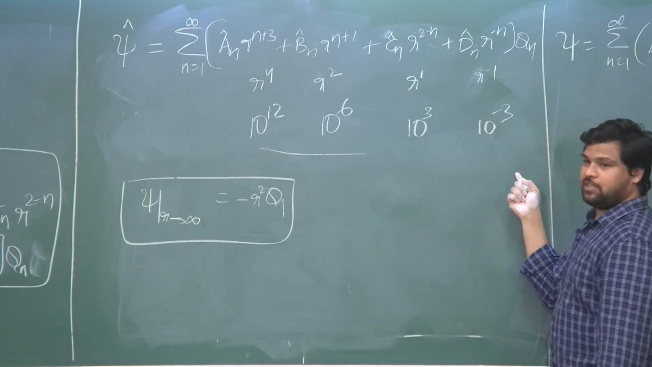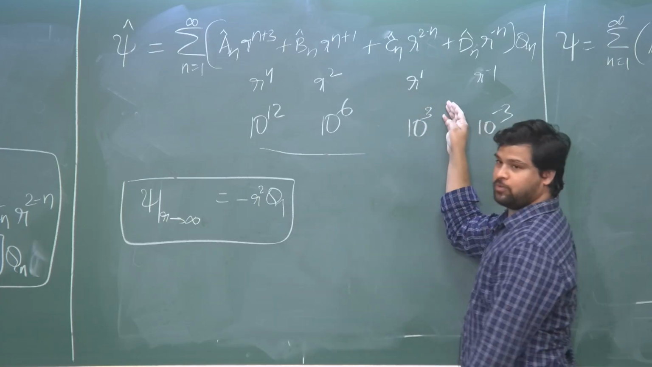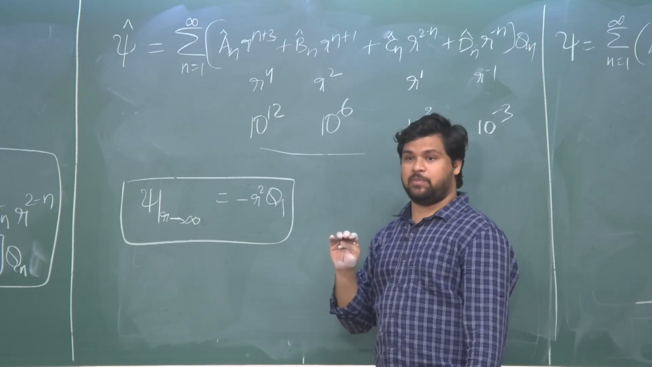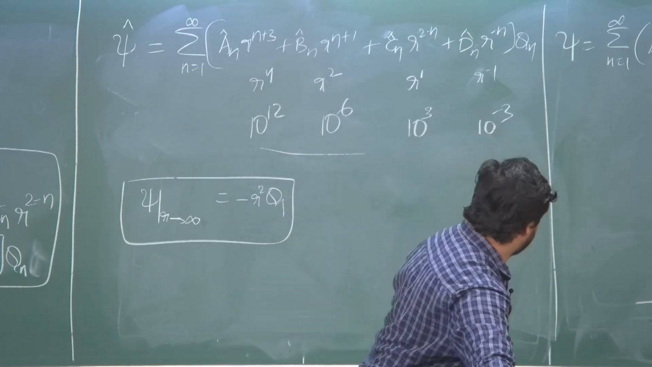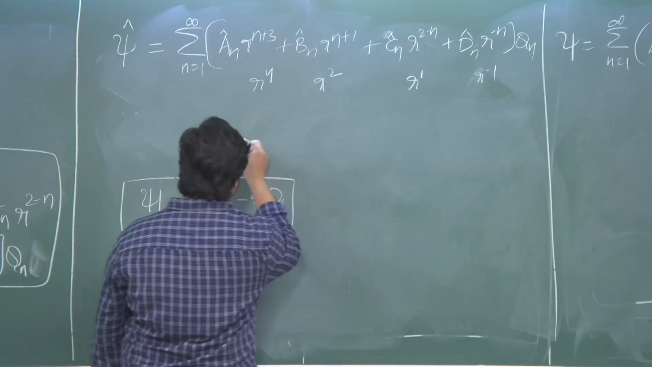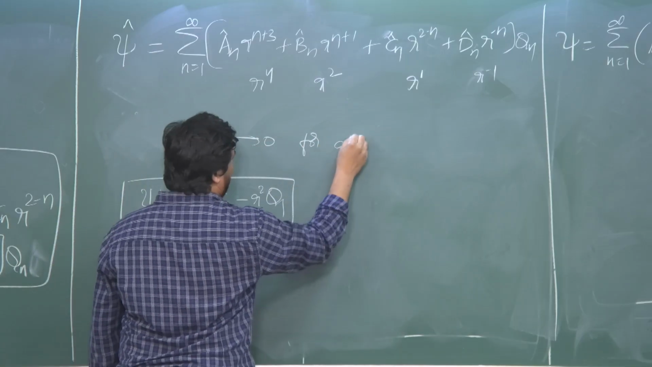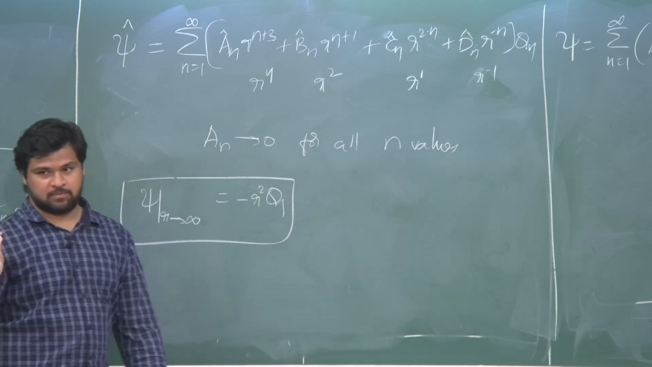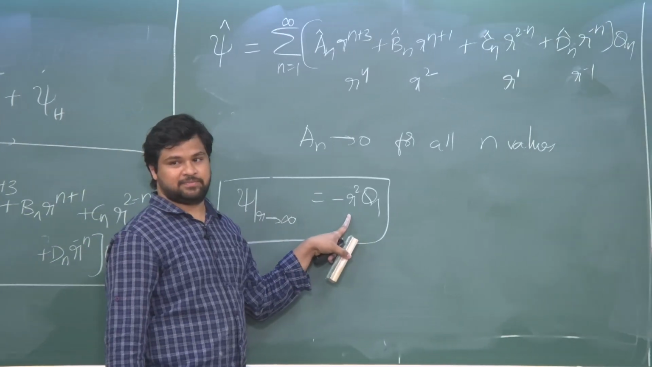If you compare with all these numbers, these two terms will go to infinity much faster compared to the other two terms. That is why, since our solutions need to be bounded, not unbounded, we are omitting this an and bn. Okay. However, so the thing is, an will be 0 for all n values, but if you see our condition at infinity, we have r square dependency.